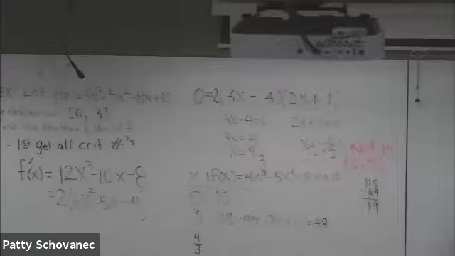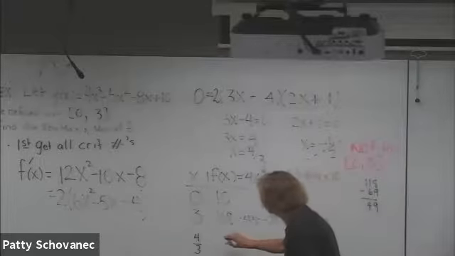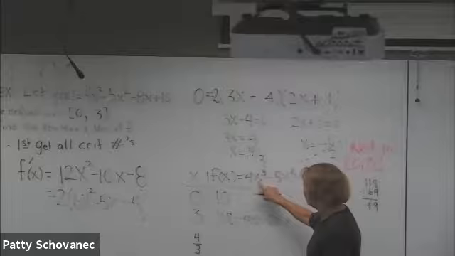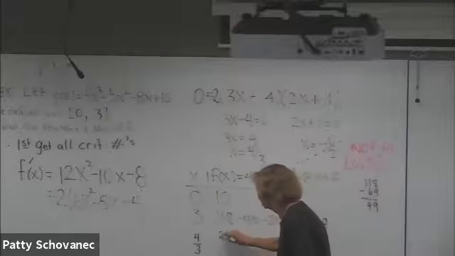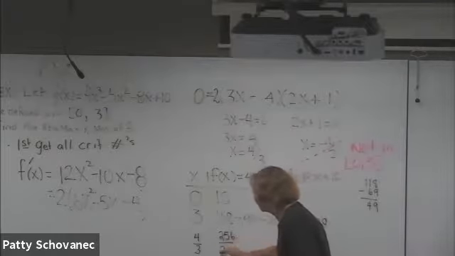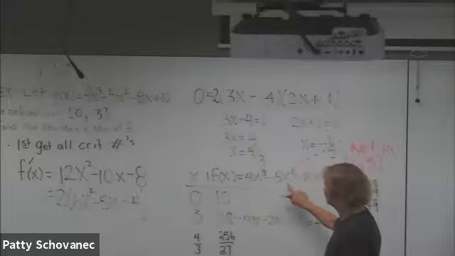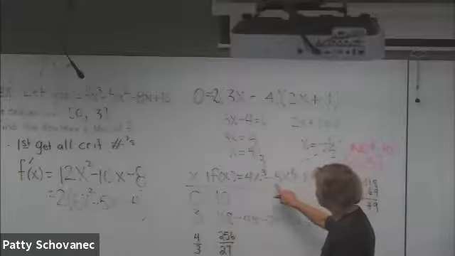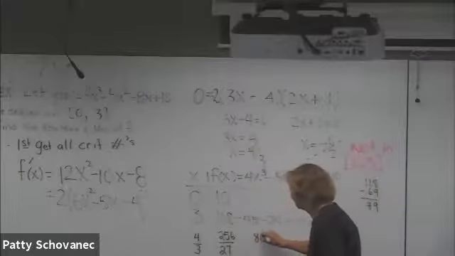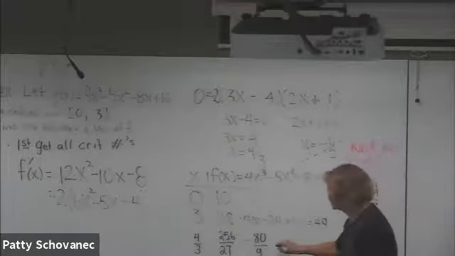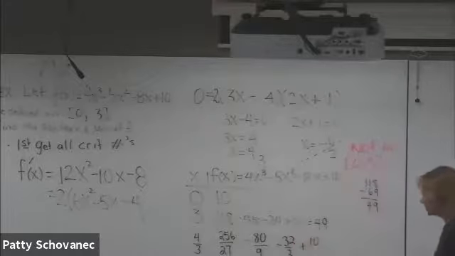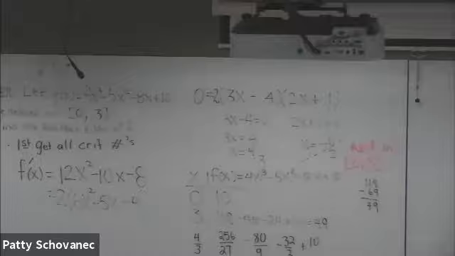Okay? All right, let's see. 4 cubed, actually I have 4 to the 4, which is 16 times 16 is 256, over 3 cubed is 27. 4 squared is 16 times 5 is 80, over 3 squared is 9. 4 times 8 is 32 over 3, plus 10.